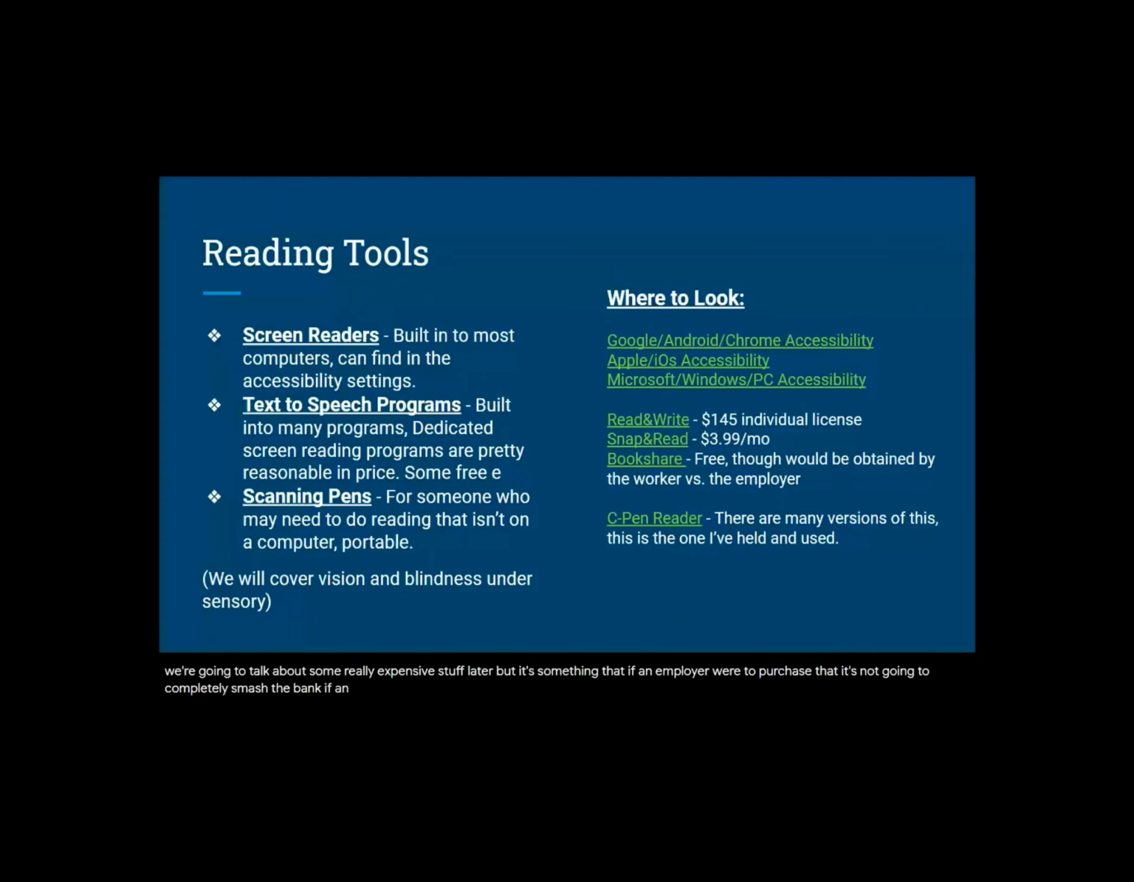If an individual wanted to purchase that for themselves, it's not a car payment every month. Snap and Read is another option. It has different features than Read and Write. They both kind of have small things that, depending on the task demands, might fit one student better than another. And that runs about $3.99 a month. You can buy a permanent license as well.